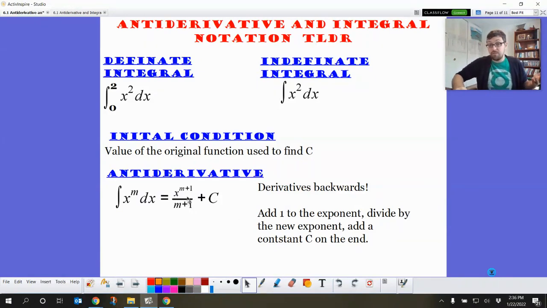To find that antiderivative, all you have to do is add 1 to our exponent and then divide by our new exponent. Thank you for watching.